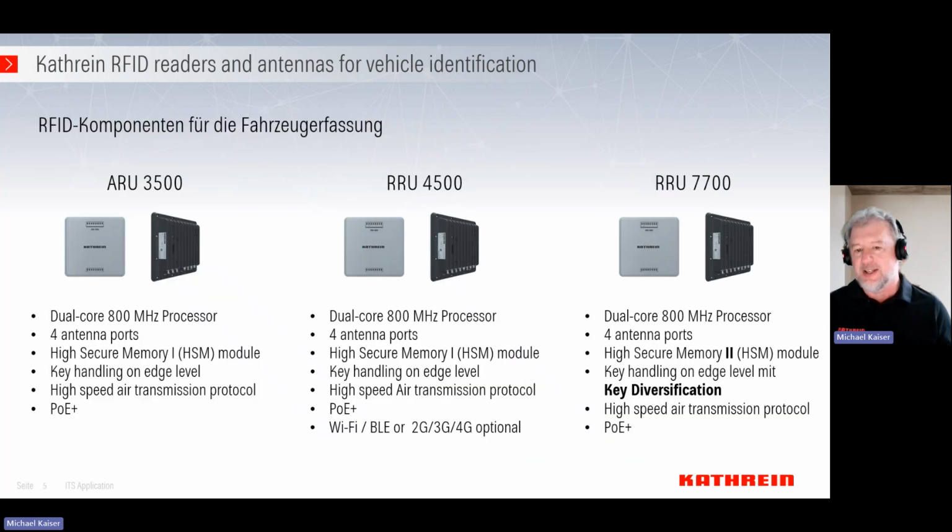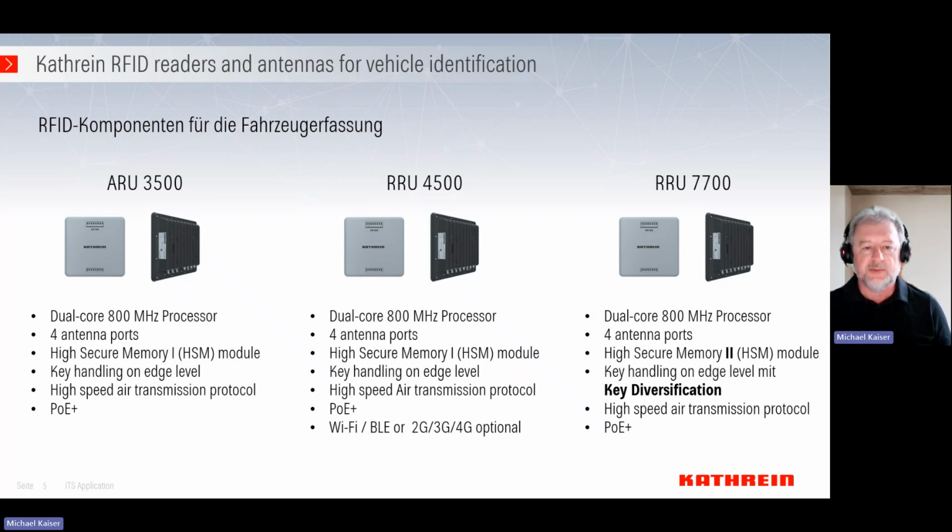Let's start with the RFID reader. The RFID reader is an electronic unit which controls, on the one side, the antenna to pick up the data from the transponders fixed to the cars or vehicles. And on the other side, we have the network, so that the data arriving at this reader will be updated and sent to the backend system, to the database system, to control the flow of the goods or the flow of the cars. So let's start with the ARU 3500.